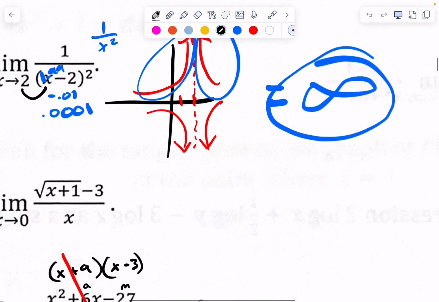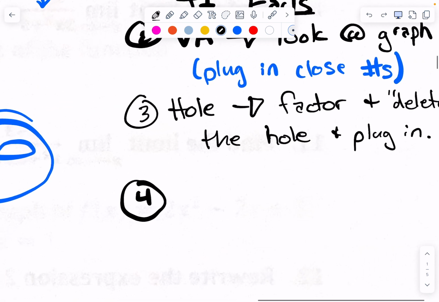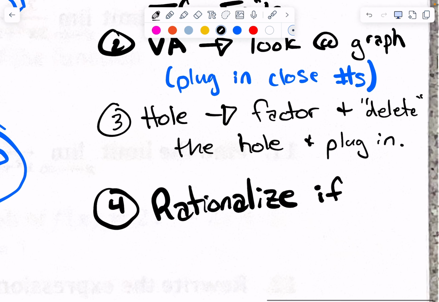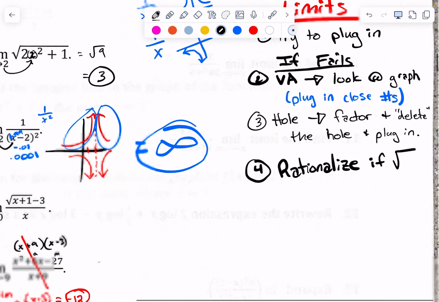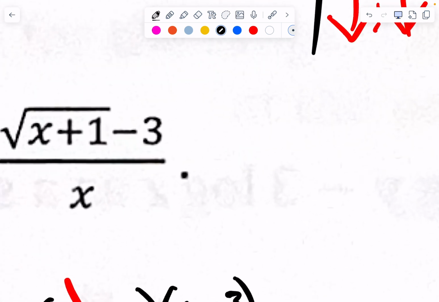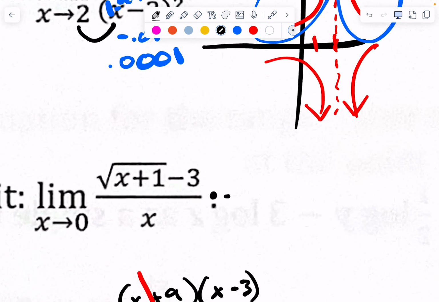You remember? Yeah, rationalize if there's a square root. That is your strategy. Okay, how do I rationalize? What are you going to multiply by? The reciprocal. What's a reciprocal?